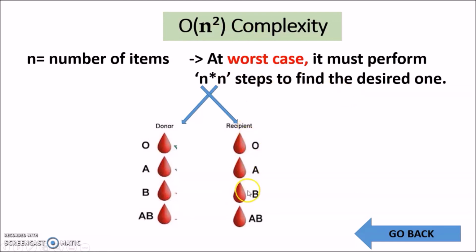Let's say I have 4 recipient blood groups and I want to match each of them with the donors. I don't know which matches. In the best case it may match the first only, but big O works with the worst case. So with recipient one, I have to compare all 4. With recipient A group, I have to compare again all 4. So I have to do 4 plus 4 plus 4 plus 4, which is 16. That is 4 into 4, n squared, 16. Yes, I hope this is also clear.